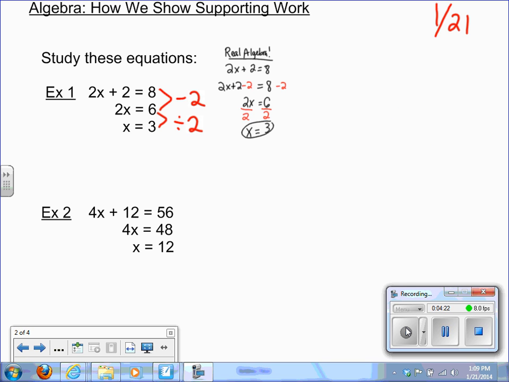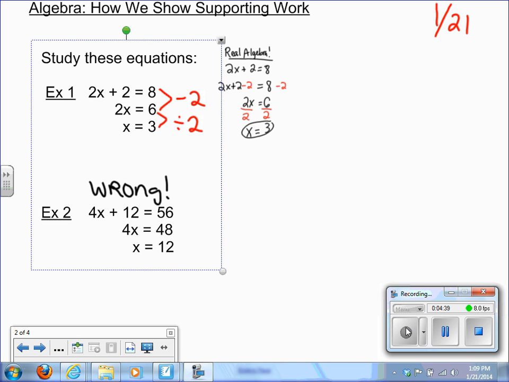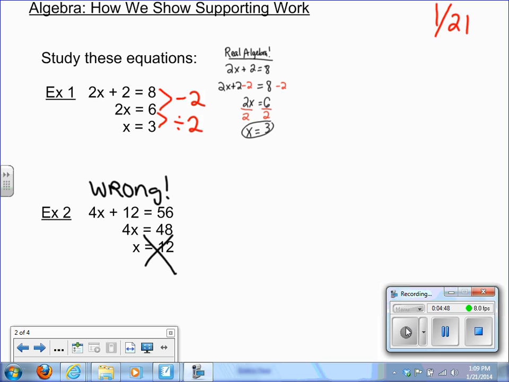Okay, now, another reason we show supporting work in algebra is because if you made a mistake, there's something wrong here. In example 2, 12 is not the correct answer. Because look, kids, what's 4 times 12? Okay. 48. Plus 12 more is 60. So 12 is not the right answer. But it's hard to see why. What did this person do from 56 to 48? They took away how many? Who can tell me how many they took away? Cormac, 8. They took away 8.